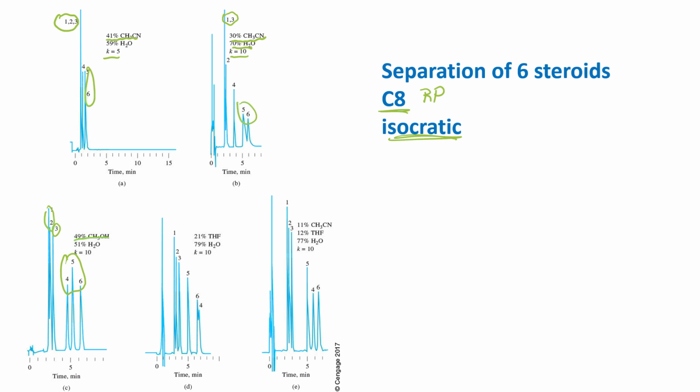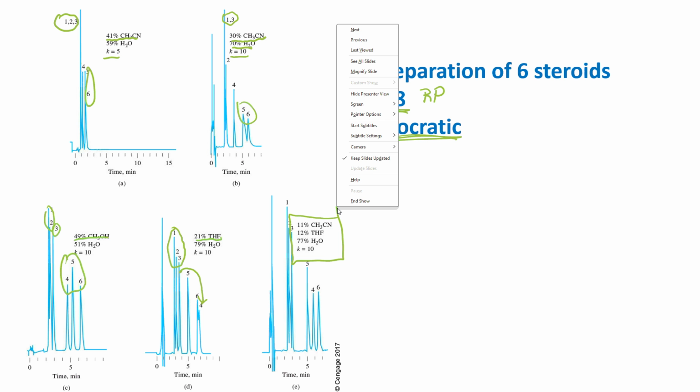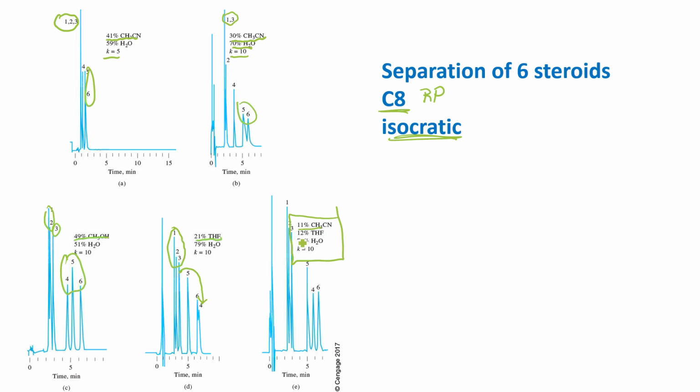And then in this case, if we switch to tetrahydrofuran, so 21% tetrahydrofuran, 1, 2, and 3 are resolved okay. 4, instead of being up here, switches down to the end, but it's co-eluting with 6 a little bit. And then the combination that's kind of the best design, or best separation, is that acetonitrile is 11%, THF is 12%, 77% water for the balance, and now all 6 compounds are resolved in a 7-minute run. Now that probably took a long time to figure out, but you can figure it out.